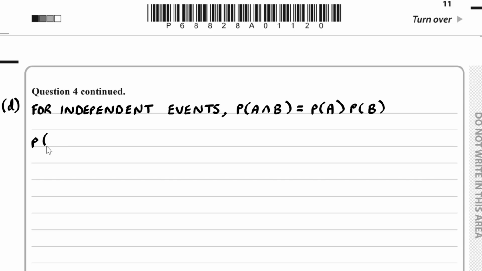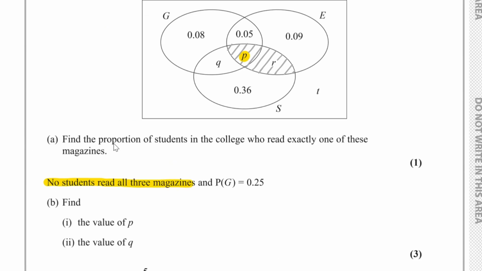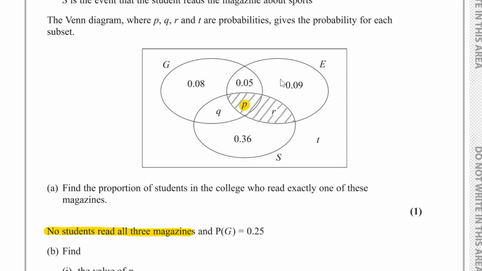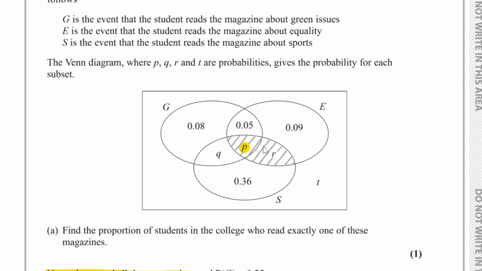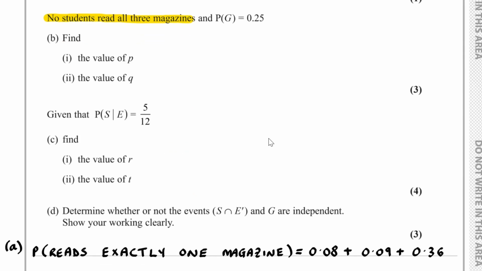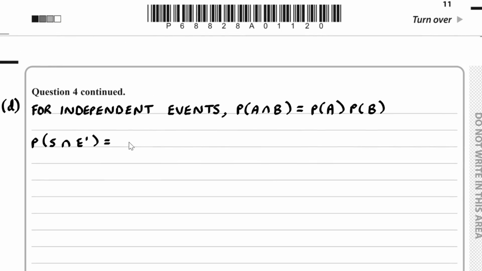So let's begin by writing out the probability of S and not E. If we go back here, S and not E, well, that will just be S only, 0.36, and of course we add on this Q over here. That doesn't include the E. So everything that's S and not E, that's 0.36 plus Q. Now we know the value of Q, that's 0.12. So we've got 0.36 plus 0.12, which is 0.48. So that is the probability of S and not E.